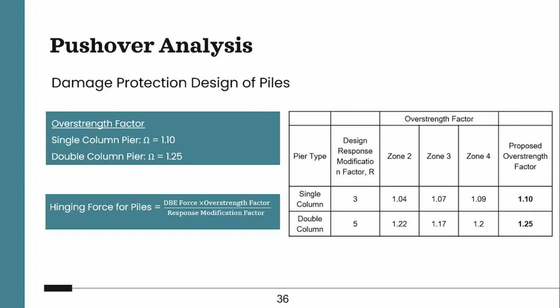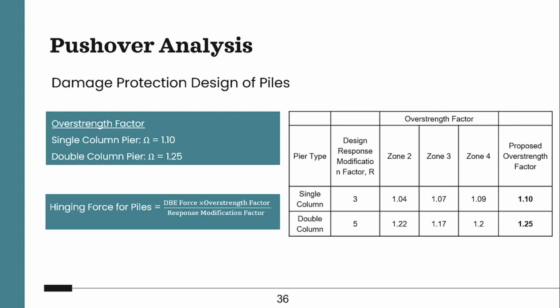We did this study for two different types of piers, one with a single column and one with a double column. For the single column we find that the overstrain factor remains within 1.1, so we say that for a single column the overstrain factor 1.1 is okay. But for the double column the value actually goes to 1.22. So we propose an overstrain factor of 1.25.